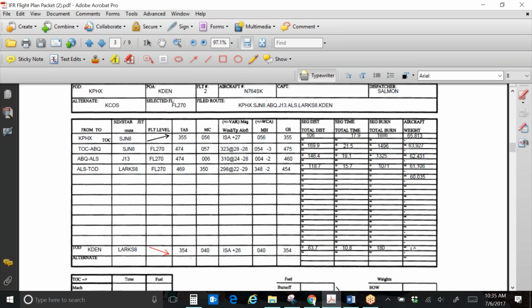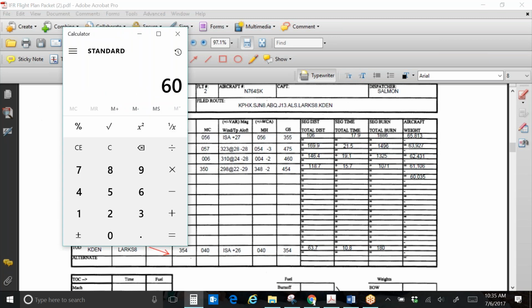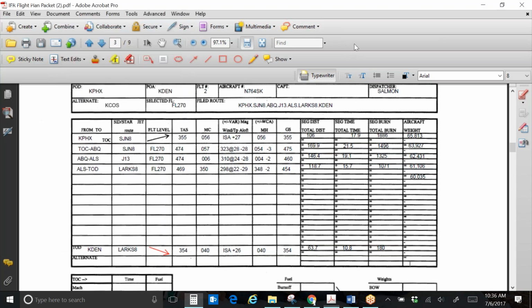Now let's bring this down to here, and we're going to go all the way to the bottom. I'm going to put our total weight now. So 60,035 minus off the 180 pounds for our descent puts us at a landing weight of 59,855.